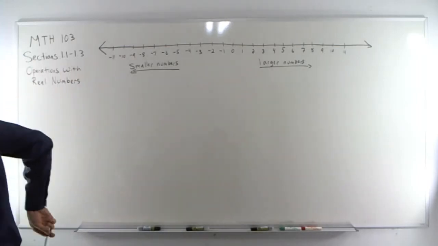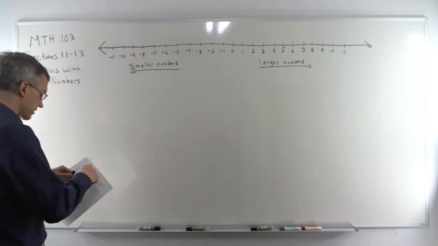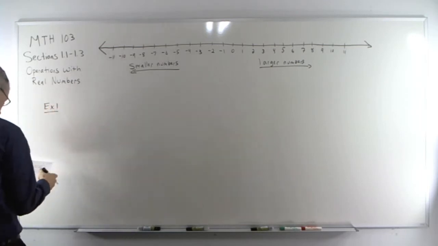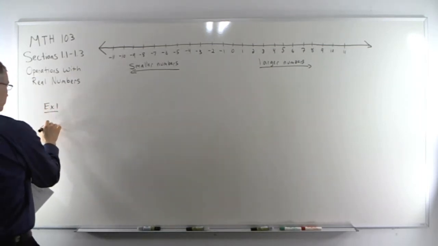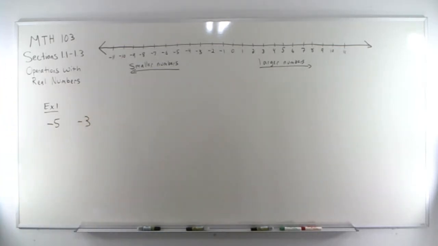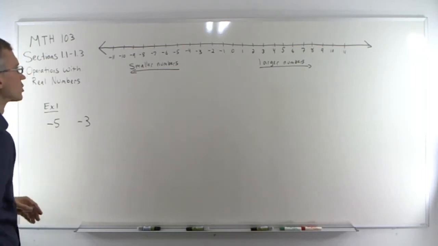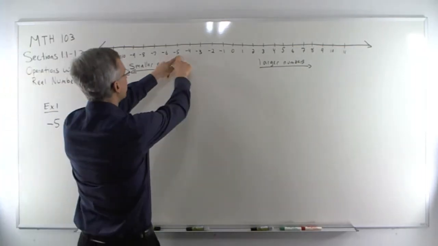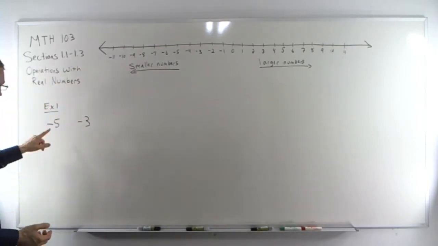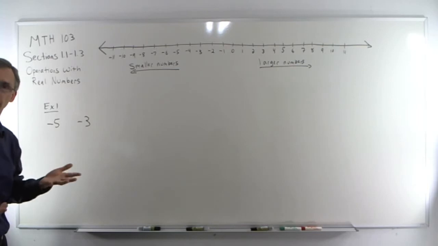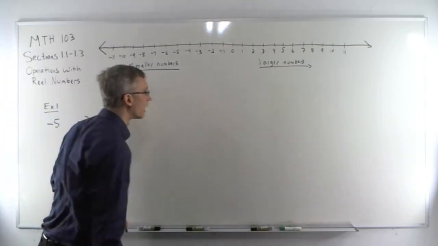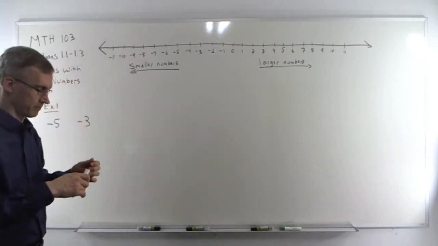So first example, I want to place the correct symbol between -5 and -3. So if we look on the number line, you can see -5 is to the left of -3. So that means -5 is a smaller number. Even though the 5 is bigger than 3, when you go with negatives, it's going to be the opposite. So it can be a little confusing. So that's why using the number line is so valuable.